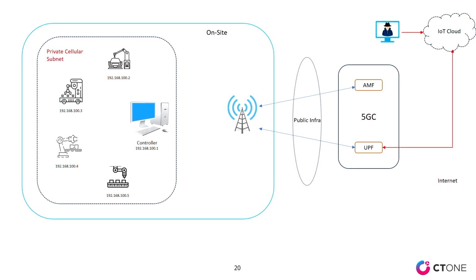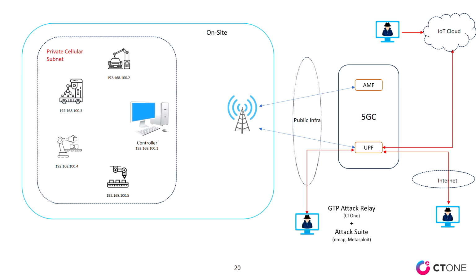How can the attacker attack it? One way is to attack the IoT cloud, the management system. Another way is to attack the exposed interfaces in any of these devices. And another way is to use the tool that I just mentioned, along with Metasploit and Nmap and such attack tools.